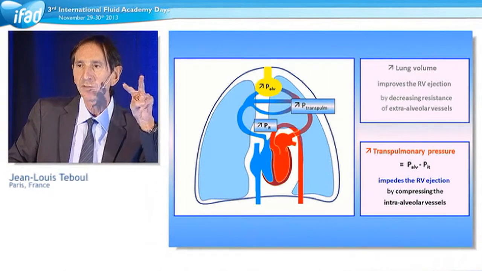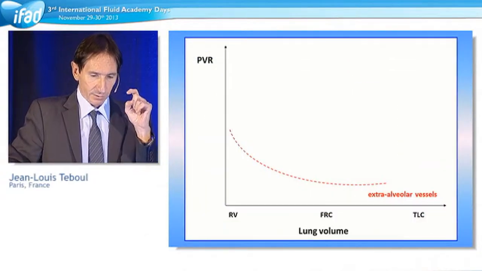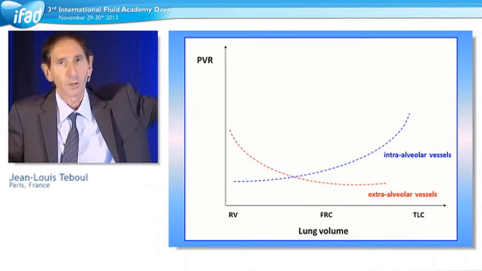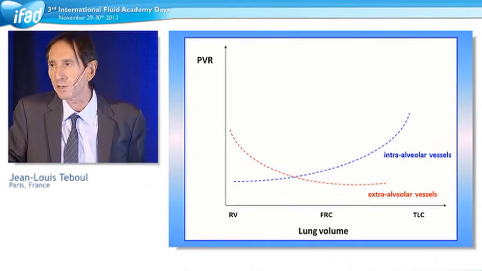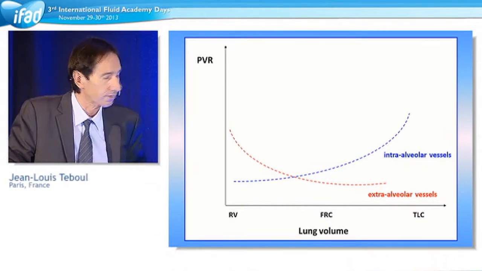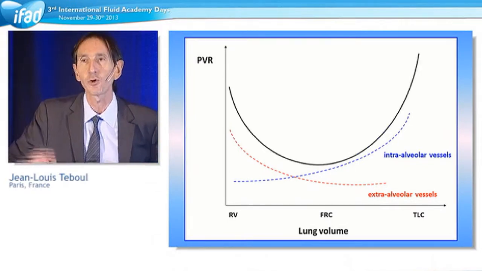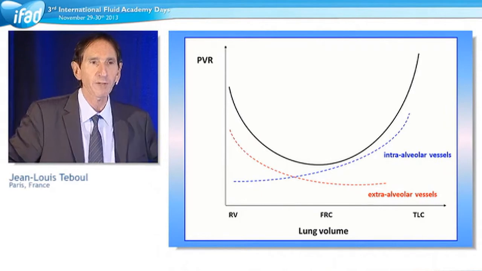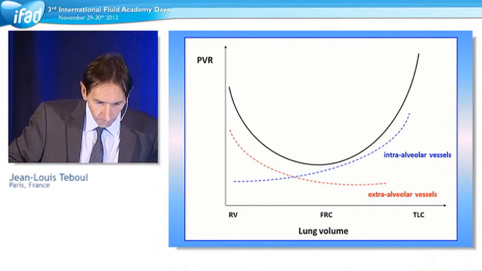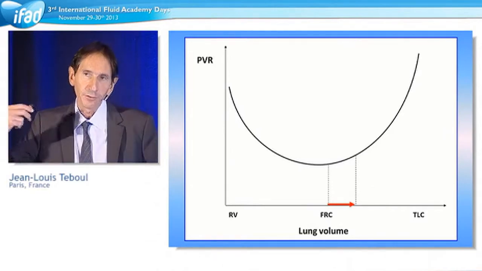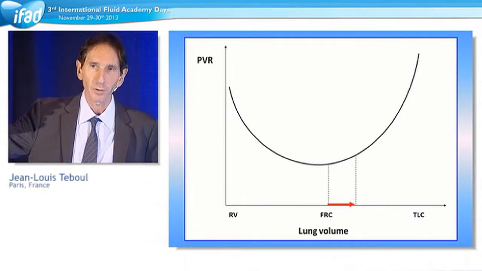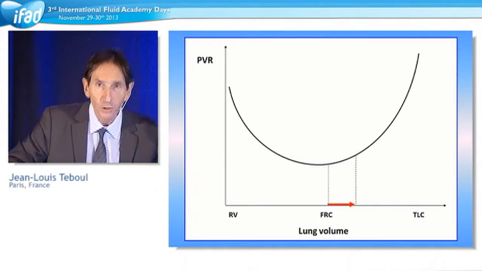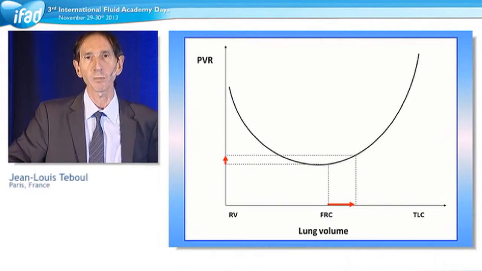So you have two different phenomena at the same time. And this is the curve for the resistance of the intra-alveolar vessels: a small increase and then an abrupt increase in the pulmonary vascular resistance of these vessels. And the resultant effect is like that. This is a U-shaped curve. This is a very classical relationship between the pulmonary vascular resistance and lung volume. So if you have tidal ventilation, mechanical insufflation, starting from the FRC, you should have a small increase in the pulmonary vascular resistance.